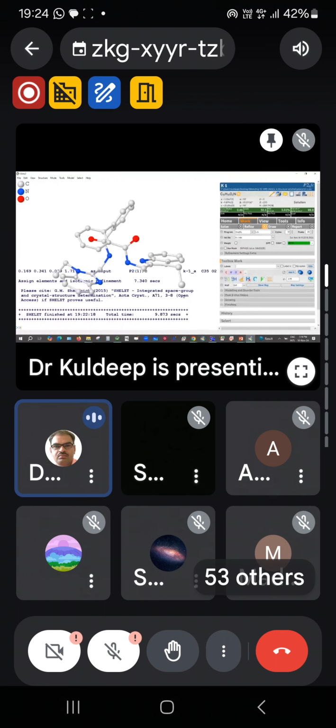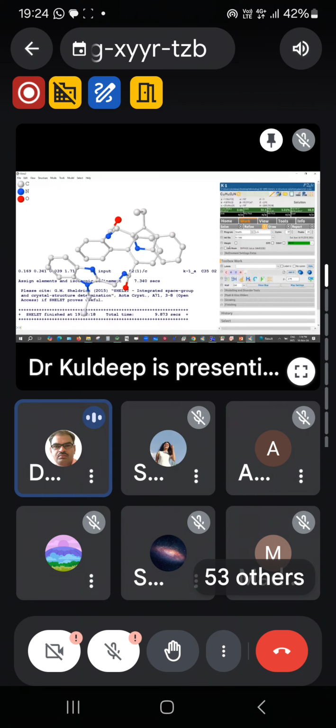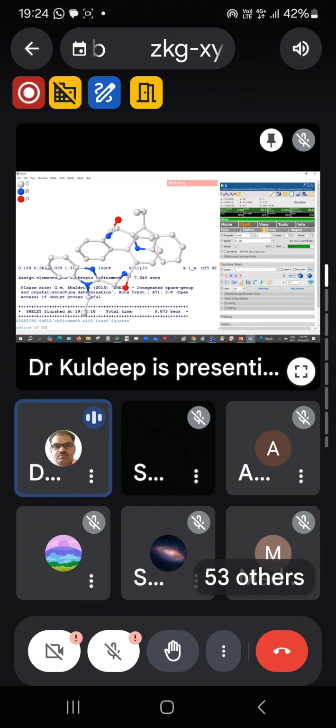So up to this, we have an initial model, which may be correct or not. We will see it after the subsequent refinement. So I will then press refine. Either I have to press this refine, or I just type refine 10 cycles, and suppose I need 20 Q peaks. Then I will just press enter, and it will refine.